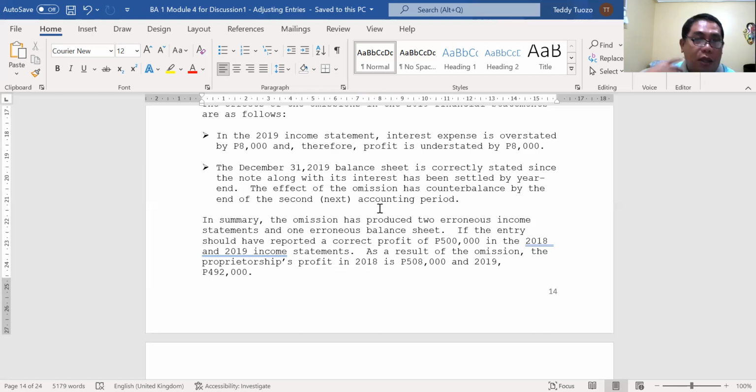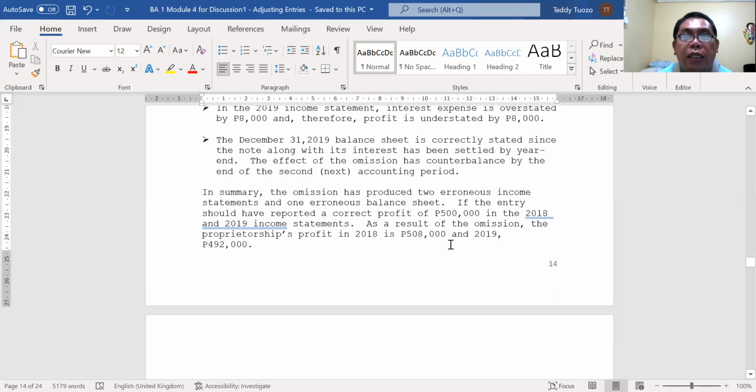Correcting errors, no? So, when it is already discovered in the year, na-correct na siya. Bisan waya siya ma-recognize in the year 2018. The effect of the omission has been counterbalanced by the end of the second accounting period. In summary, the omission has produced 2 erroneous income statements and 1 erroneous balance sheet.